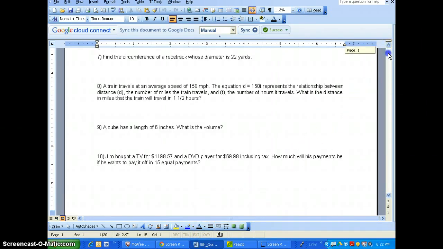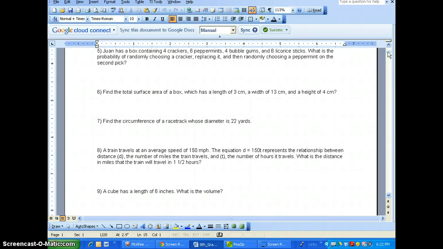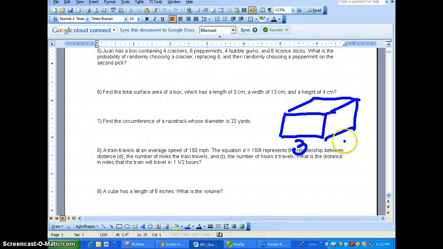Let me scroll down here. Number 6, find the total surface area of a box which has a length of 3, a width of 13, and a height of 4. Well, we just got done doing this in class. Try to draw yourself a little picture of a box and label it. It has a length of 3 centimeters, a width of 13 centimeters, and a height of 4 centimeters. First of all, name the shape. What kind of shape is it?